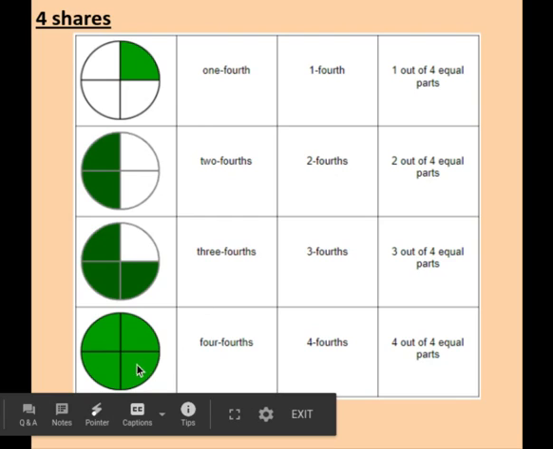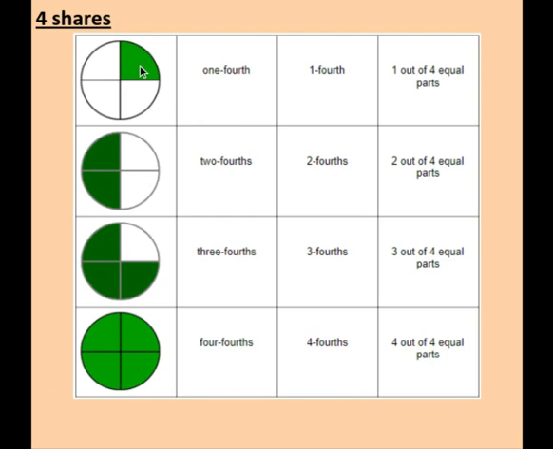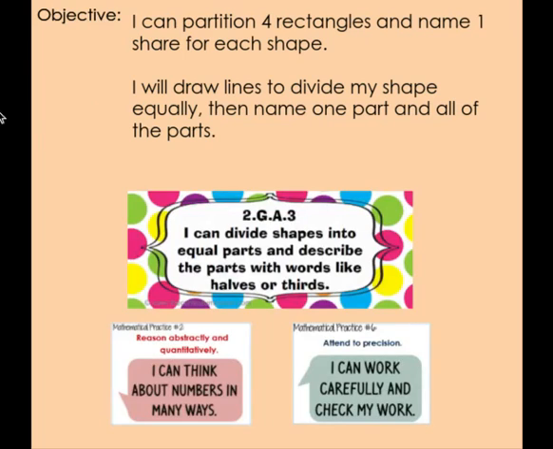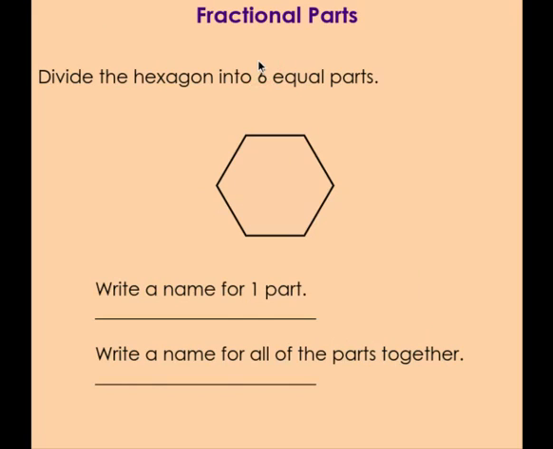We want to make sure that we are still counting the ones that are colored in because it's still divided into 4 equal parts. Today, your objective is I can partition rectangles and name one share for each shape. I will draw lines to divide my shape equally, then name one part and all of the parts.